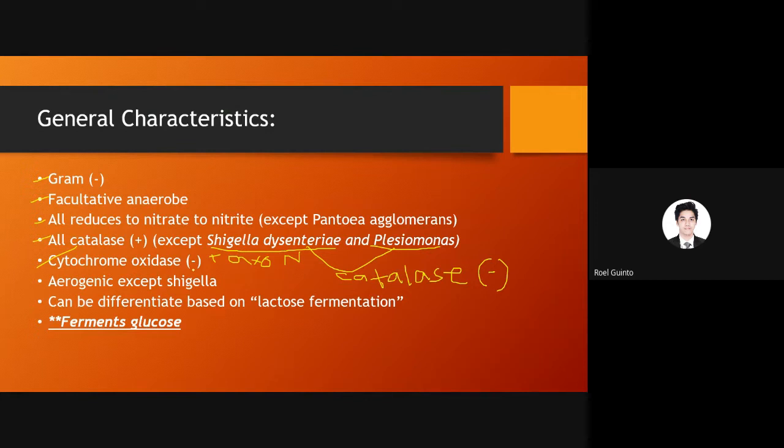Because guys, in our previous lesson, we already mentioned that Shigella, the majority of its biochemical tests are negative. Again, the majority of biochemical tests of Shigella are negative. Remember, they can be differentiated based on the lactose fermentation of the microorganism. And let's also remember that all Enterobacteriaceae microorganisms can ferment glucose.